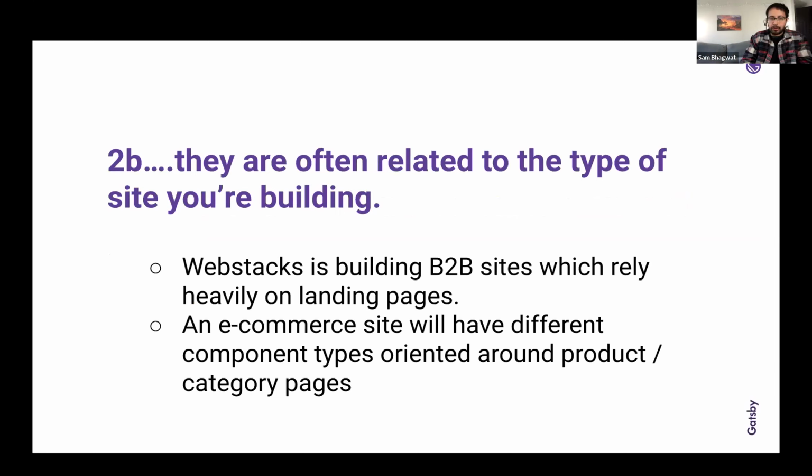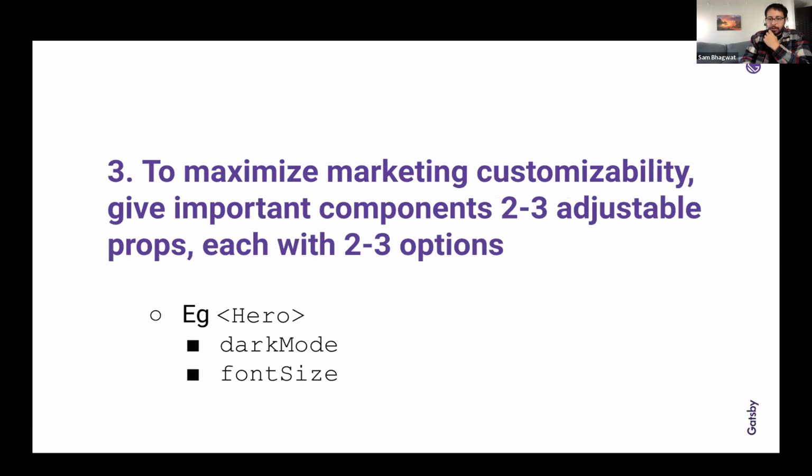A side note is that these components are often going to be more related to the type of site. You're going to have different ones on an e-commerce site than you're going to have on a B2B site. That's just the nature of the game. But the question here is, how do you have good API design? If your components have good API design, then it makes it easy for the marketing team to customize them.